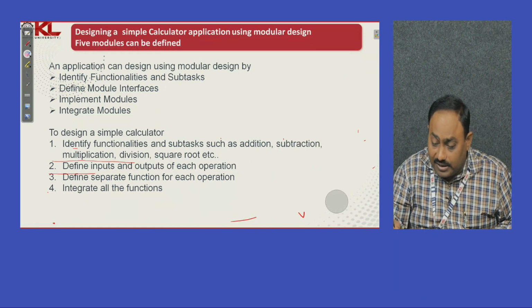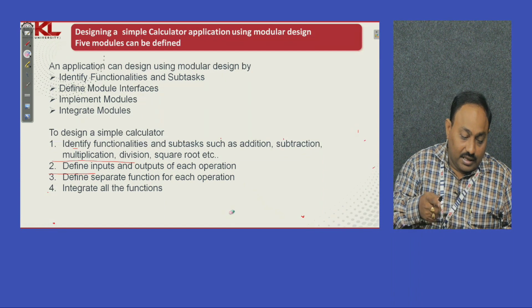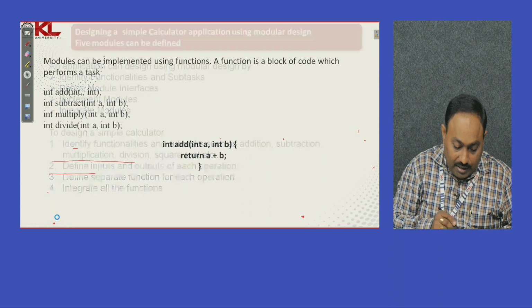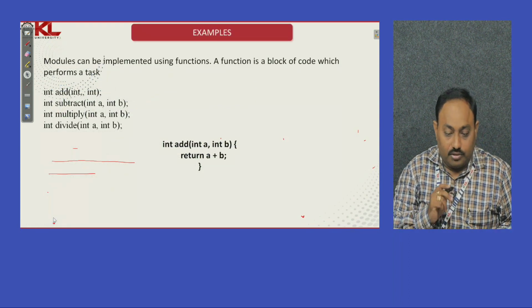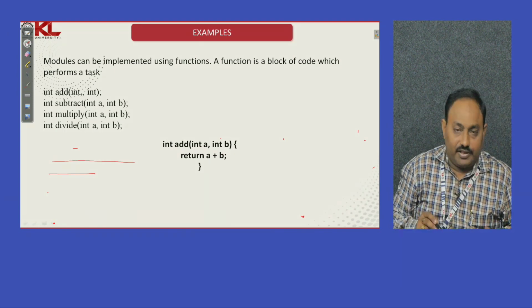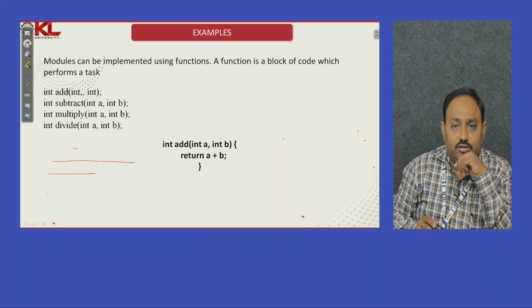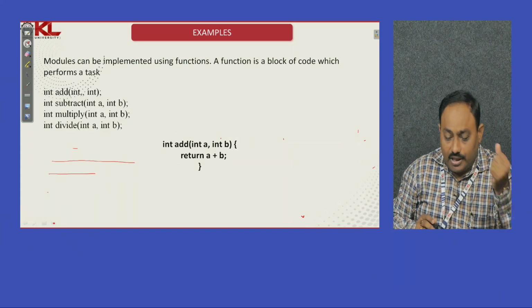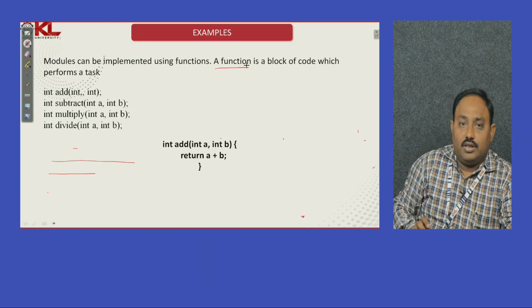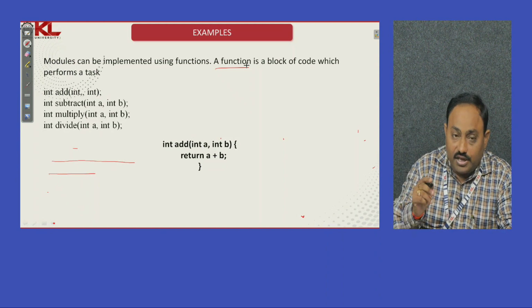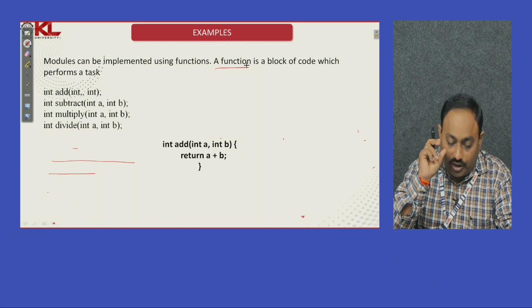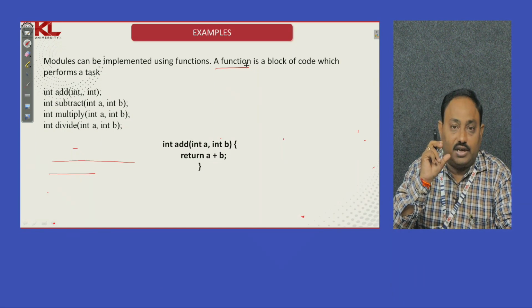And now students, we are always saying that modularity is one of the important features in structured programming. Here the question is, how can we define a module? I am talking about the C programming language. In C, a module can be defined with the help of a function. So what is a function? A function is a block of code which performs a task. So every function can perform a task.